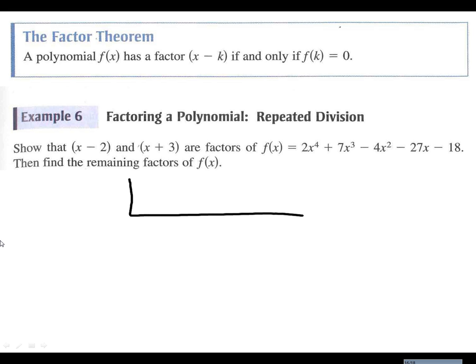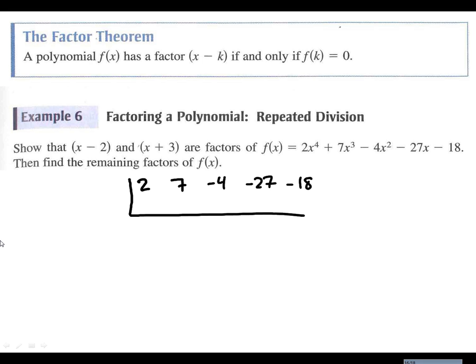We're going to do this using synthetic division. You could do it using regular long division as well. Either method works perfectly fine. I'm more of a fan of using synthetic. I think it's a little faster. Use whatever works for you, though.